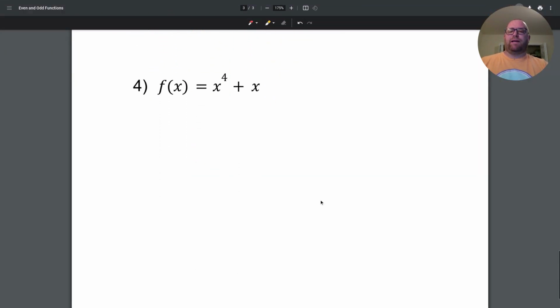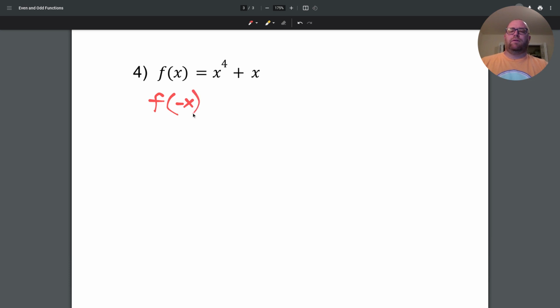We have f of x equals x to the 4th power plus x. So let's do f of negative x. So it's going to be negative x to the 4th power plus negative x. Anything to the 4th power is going to be positive, so we're going to have x to the 4th power, but then minus x. So f of negative x will not equal f of x for all x.